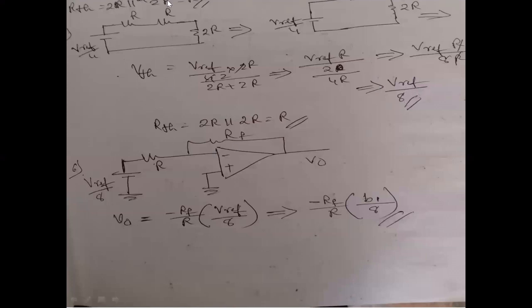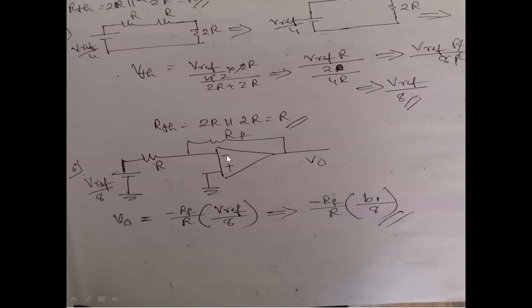Again, RTH, when you ground the voltage source, is 2R in parallel with 2R, so the output is going to be R. So we have now found VTH and RTH for the different inputs.